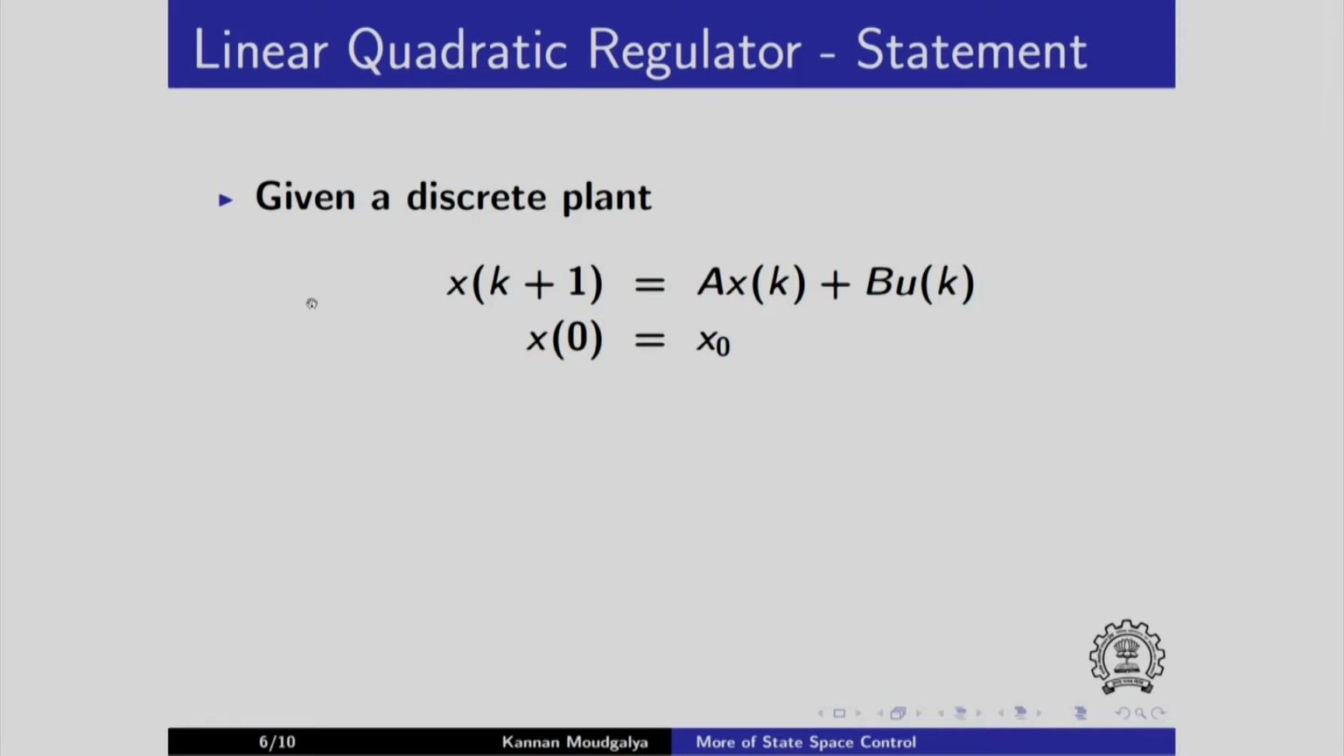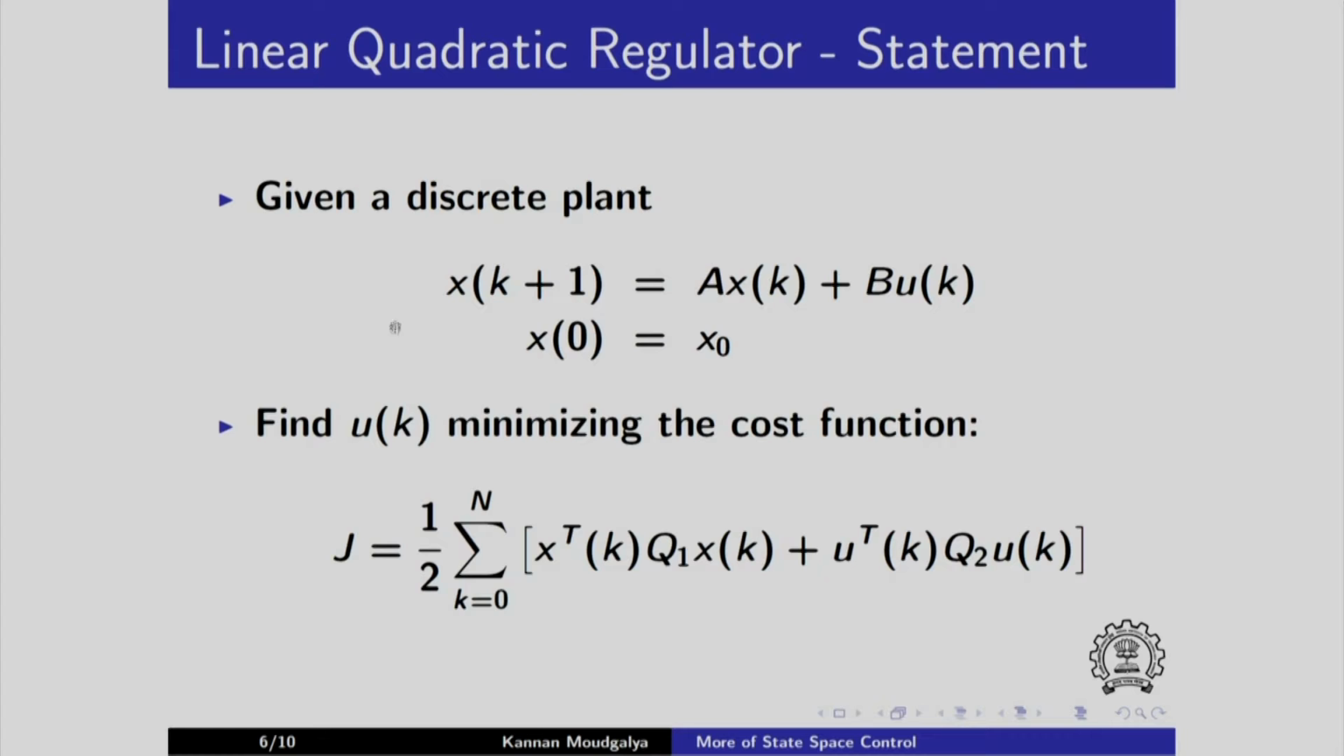Next we will move on to linear quadratic regulator. Given a discrete plant, we will find a u(k) minimizing the cost function given here. We will have matrices Q1 and Q2 which are symmetric, which play the role of tuning parameters, because in the pole placement controller we need to come up with pole locations. Instead here we have to tune with Q1 and Q2 matrices.